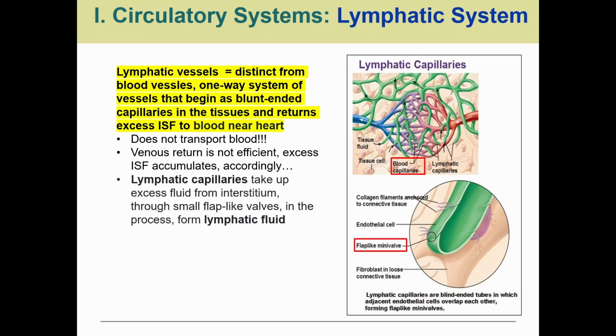Because the cardiovascular system, those veins and capillaries, are not perfect at reabsorbing fluid, right? Fluid accumulates in the tissues. The lymphatic capillaries and vessels are going to pull up that excess fluid and then transport it and dump it back into the cardiovascular system.